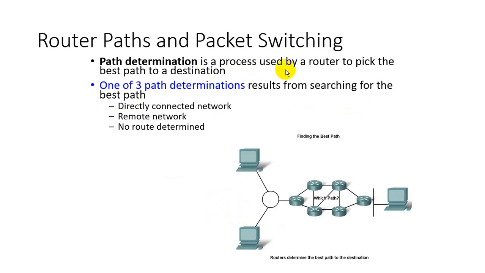Path determination is a process used by a router to pick the best path to a destination. One of three path determination results comes from searching for the best path: directly connected networks, remotely connected networks, or no route determined.